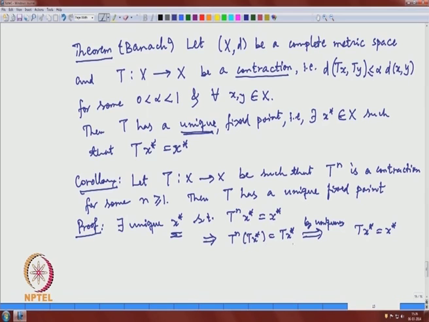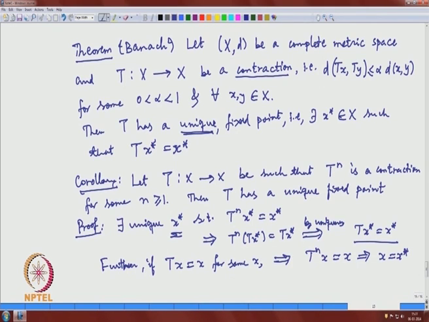We are showing that T x star is also a fixed point for T^n, and that is why we should have T x star equal to x star. And further, if T x is equal to x for some x, that implies T^n x is again x, and that again by uniqueness implies x equals x star.